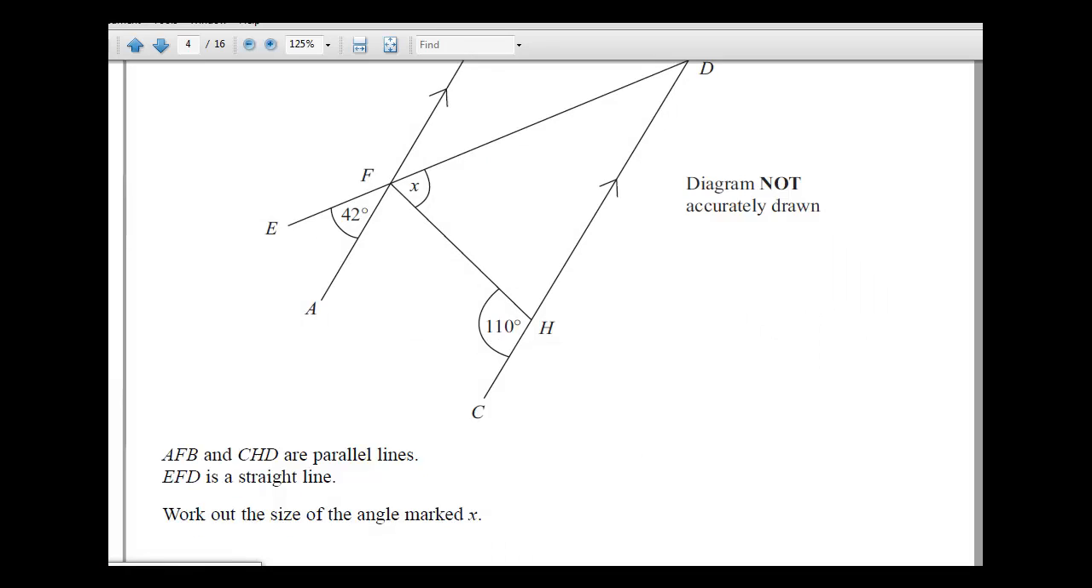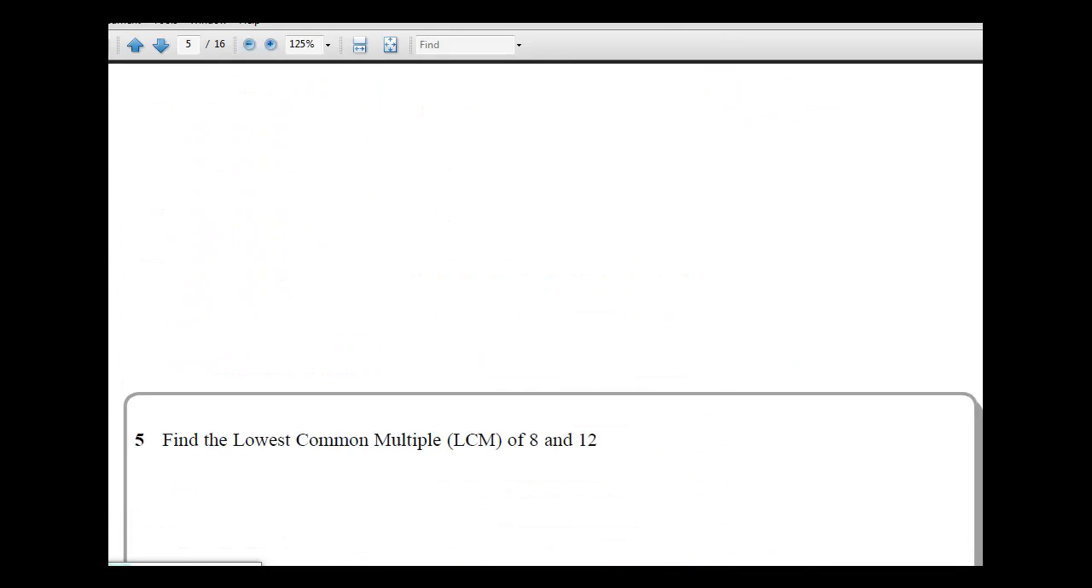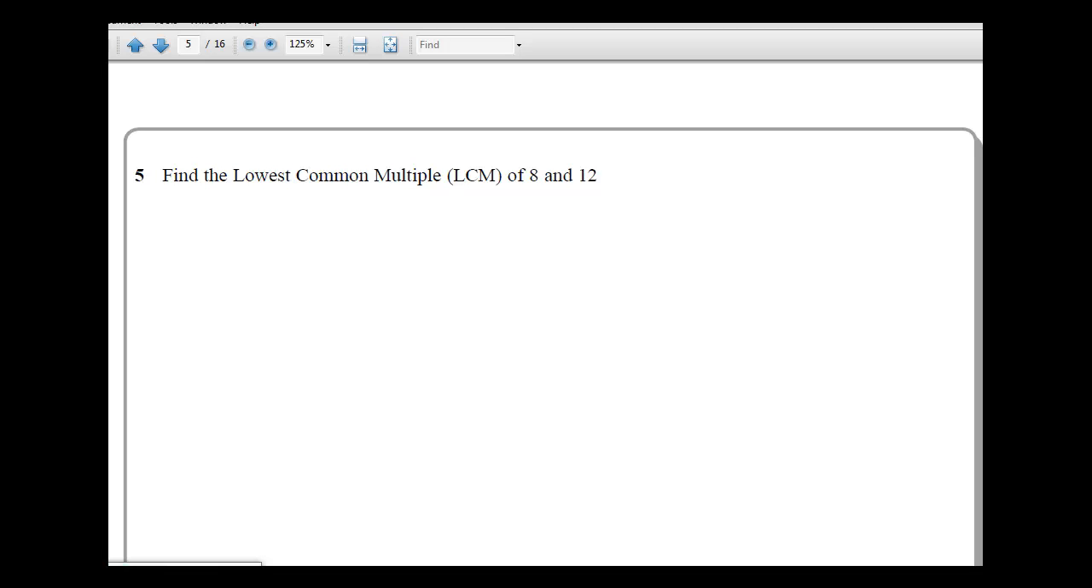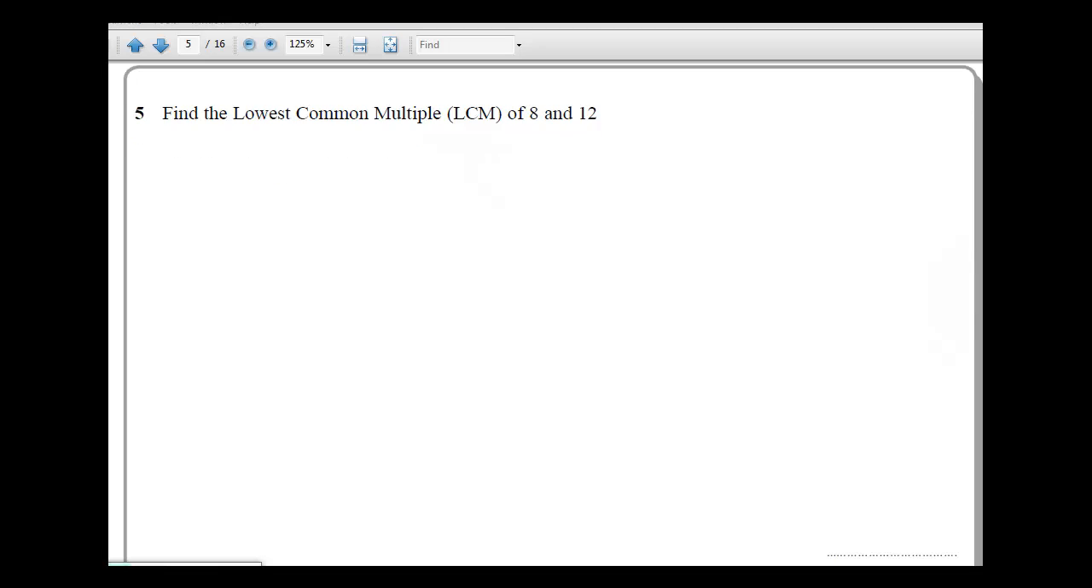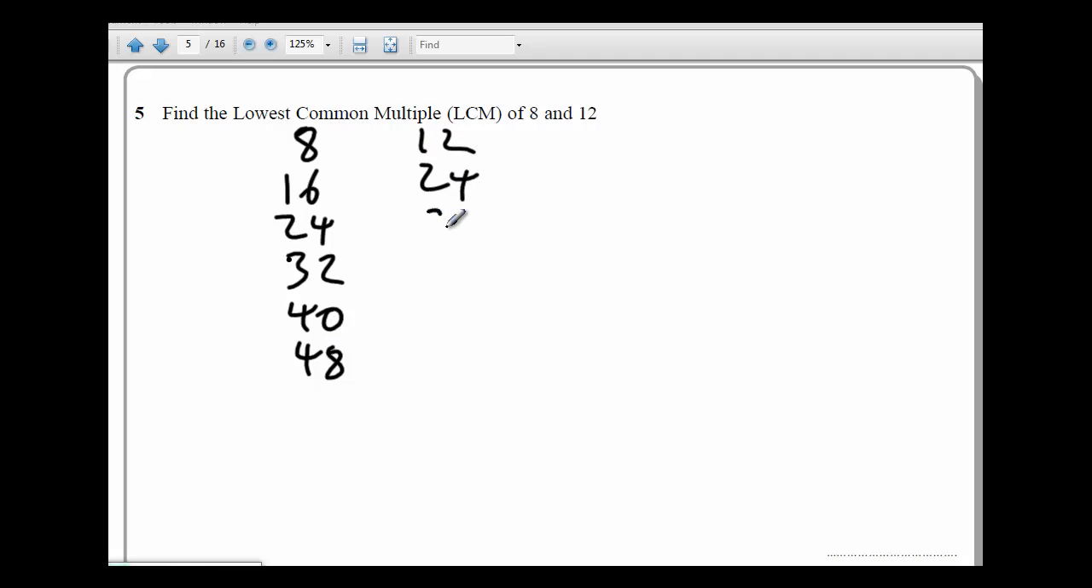Right, next question. So I want to find the lowest common multiple of 8 and 12. Easiest way to do this, I'm just simply going to write down all the multiples. So 8, 16, 24, 32, 40, 48, and so on. I'm not going to write all of them, just that many to start with. 12, 24, 36, 48, and so on. What's the lowest number in both lists? Well, it's 24. So the lowest common multiple then is 24.